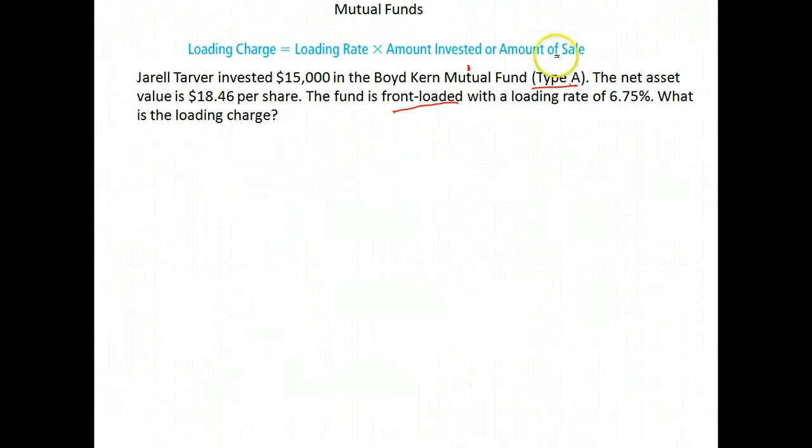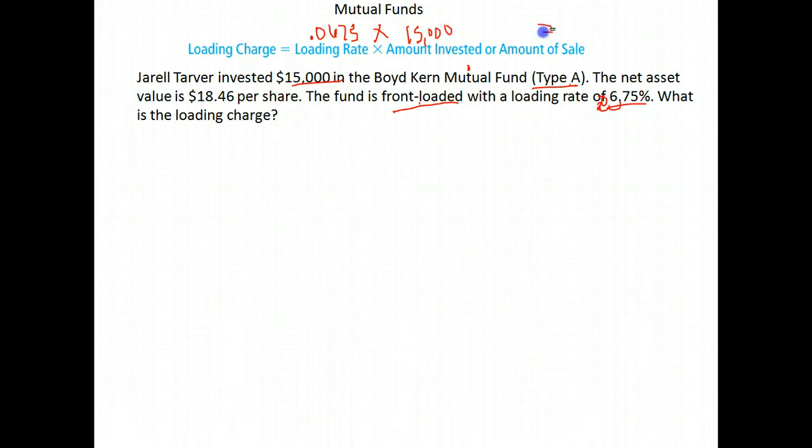Jarrell Tarver invested $15,000 in Boyd Kern Mutual Fund. The net asset value was $18.46 per share. It was front loaded, and the loading charge or rate was 6.75%. What's his loading charge? Well, we have our formula up here for the loading charge. It's the loading rate, of course written as a decimal. So let's move the decimal 2 places to the left. That gives us 0.0675 times the amount you're investing, and he was investing $15,000.